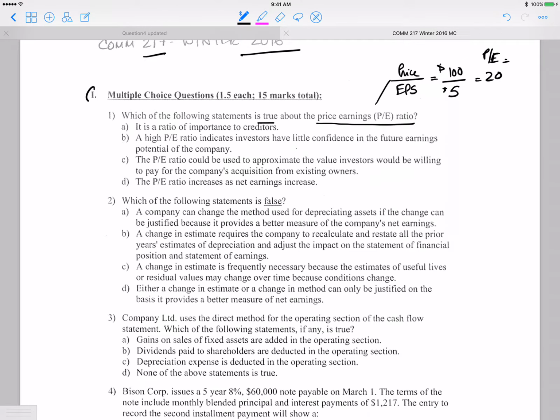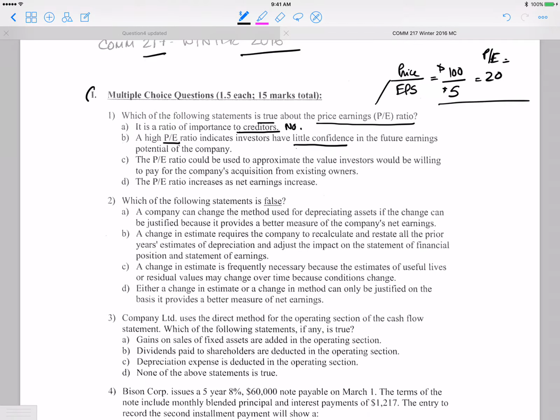So what does that mean? Well, is it a ratio of importance to creditors? Not really. Creditors are more concerned with a company's ability to pay, and this does not give the kind of information a creditor would be looking for. Next: a high PE ratio indicates investors have little confidence in the future of the company.